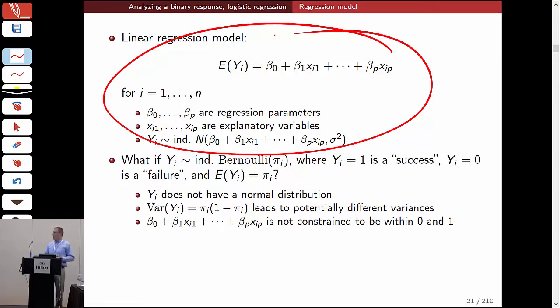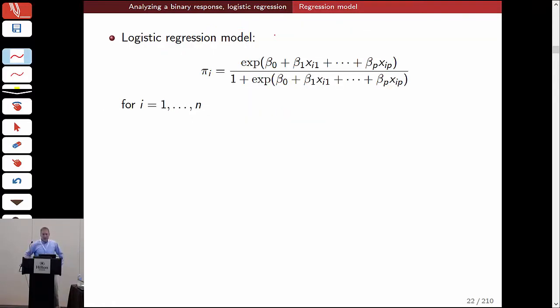And then lastly, this linear combination of the betas and the x's is not constrained to be between 0 and 1. But in our case, we're interested in the expected value of y, which is pi, the probability of success. We need a probability of success to be between 0 and 1. So what's done instead is to use a logistic regression model. Now, there are other types of binary regression models out there, but this is by far the most used, and you'll see why later on.